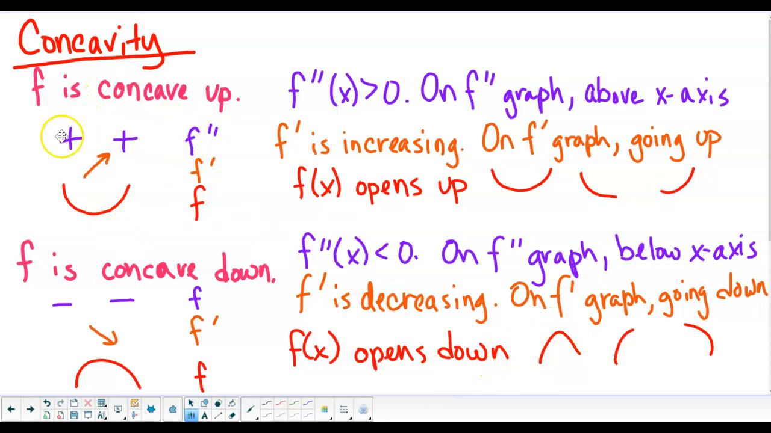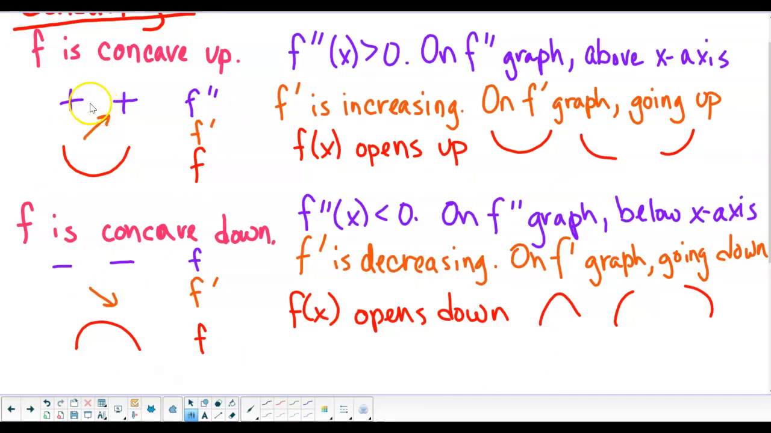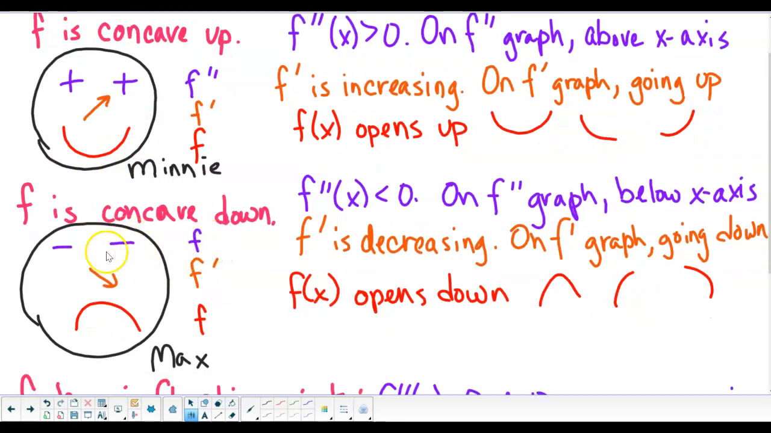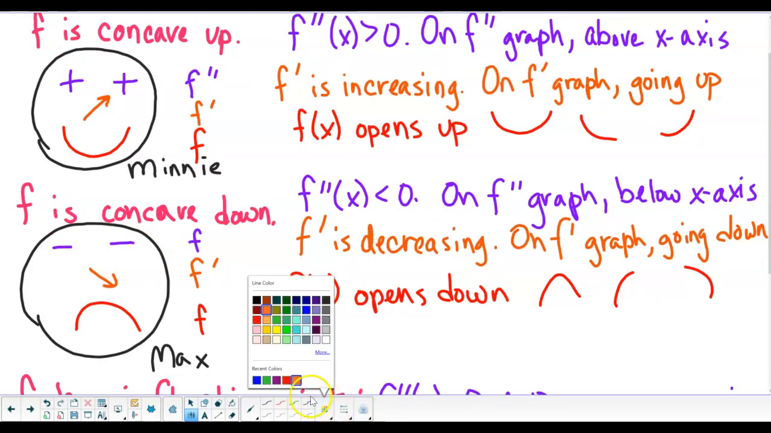So notice how we link some things together here. Some students like this: if f double prime is positive, that means that f prime is increasing, which means the original function graph of f is concave up, which would produce a minimum point. Oh, I revealed it too soon. But if f double prime, forgot tick marks here.